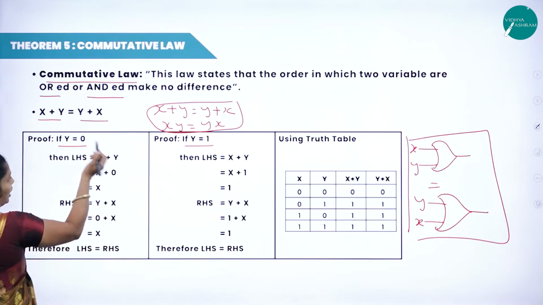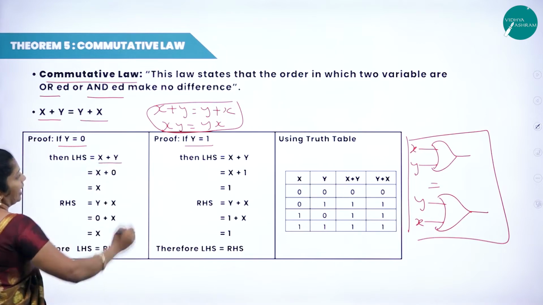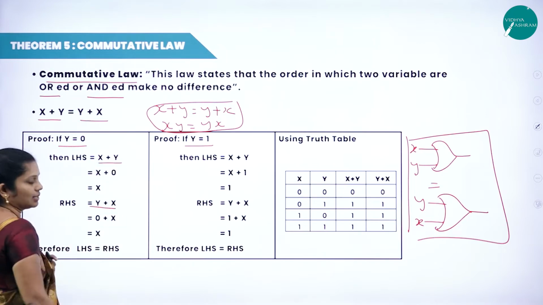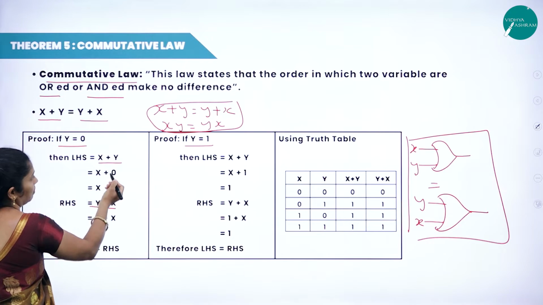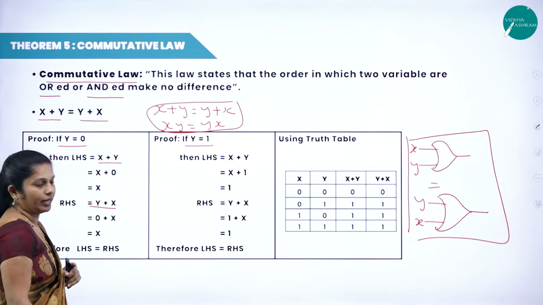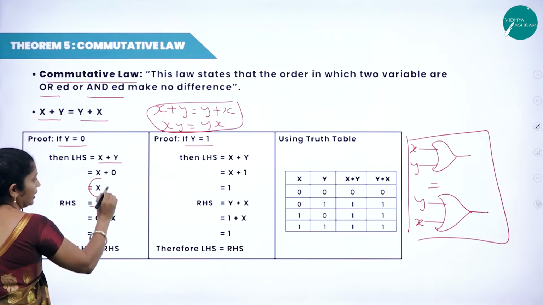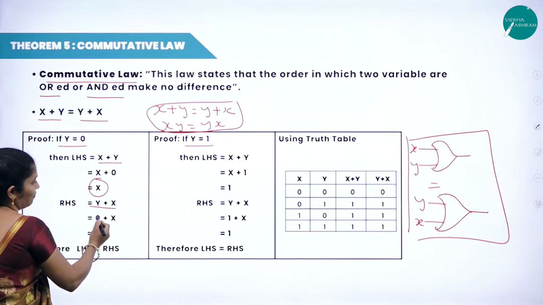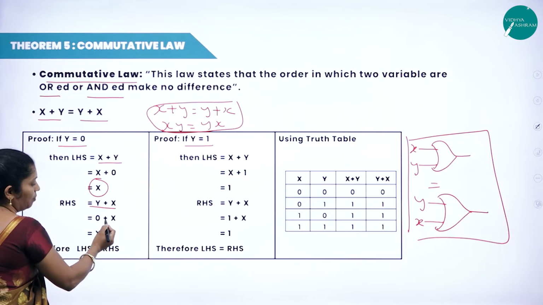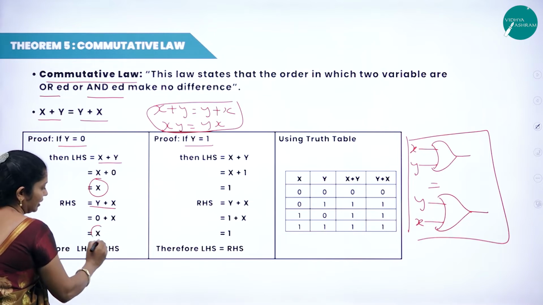When I select y equals 0, we know the equation x plus y as well as y plus x. Now for this equation, in place of y, I substitute 0. Then 0 plus x is nothing but x here. In the same way, in place of y, I write 0 plus x, then 0 plus x is nothing but x.